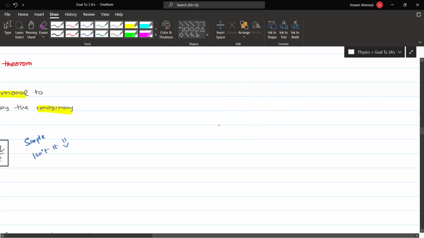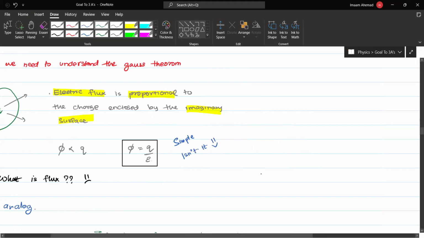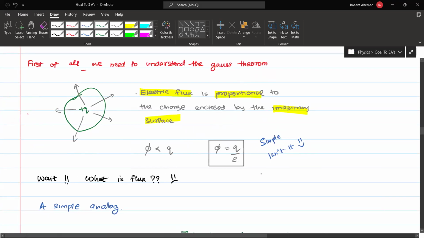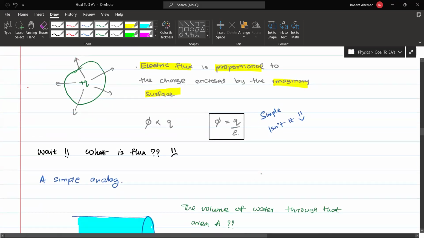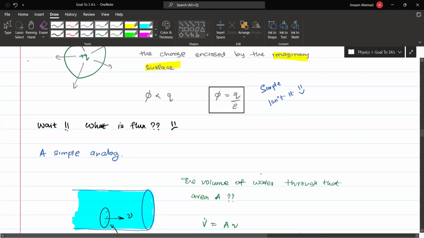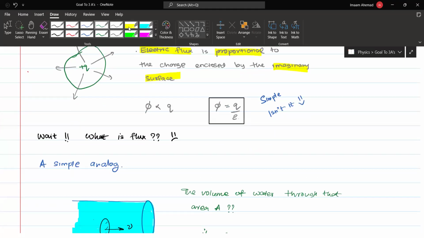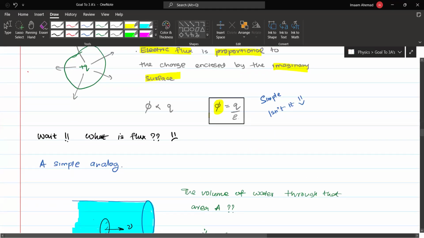It's simple, right? Isn't it simple? Okay, we understood the Gauss theorem, but what is flux? What is this flux?